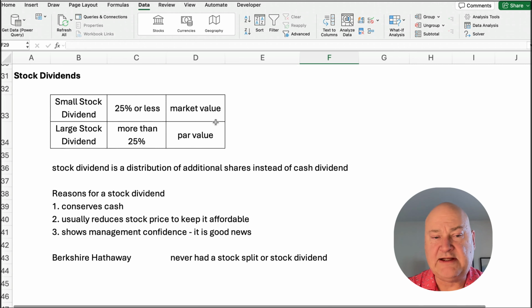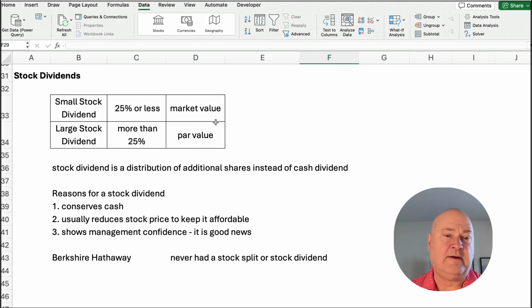Now on stock dividends we have small stock dividends, which are deemed to be 25% or less. We think it wouldn't change the market price very much, and so therefore we're going to use the market share price or the market value. But large stock dividends, more than 25%, so 26% and higher, we would use the par value because we don't know what the stock price will be after the large stock dividend.